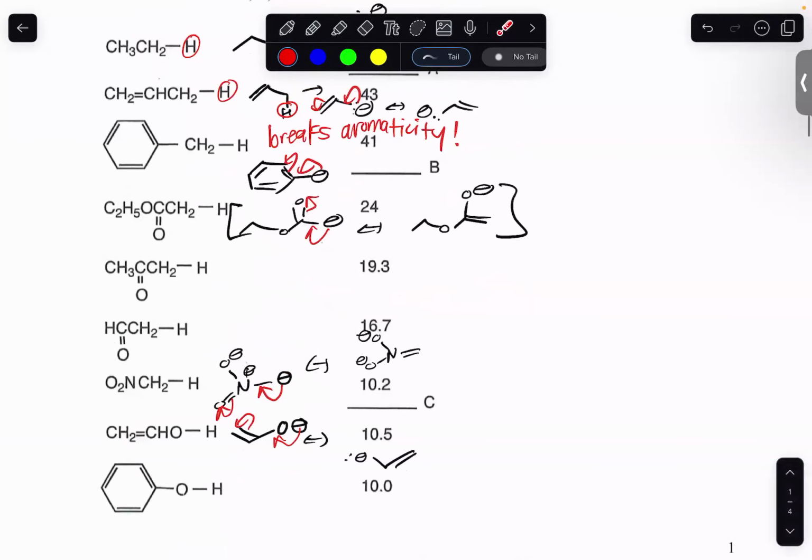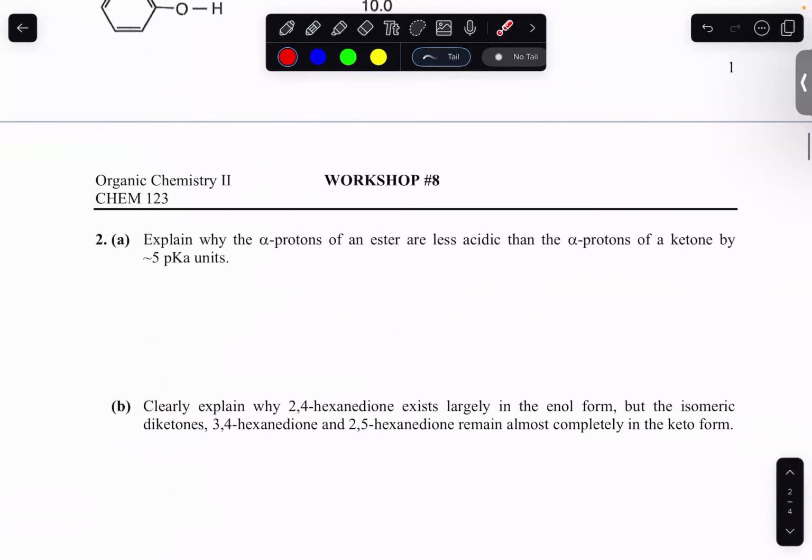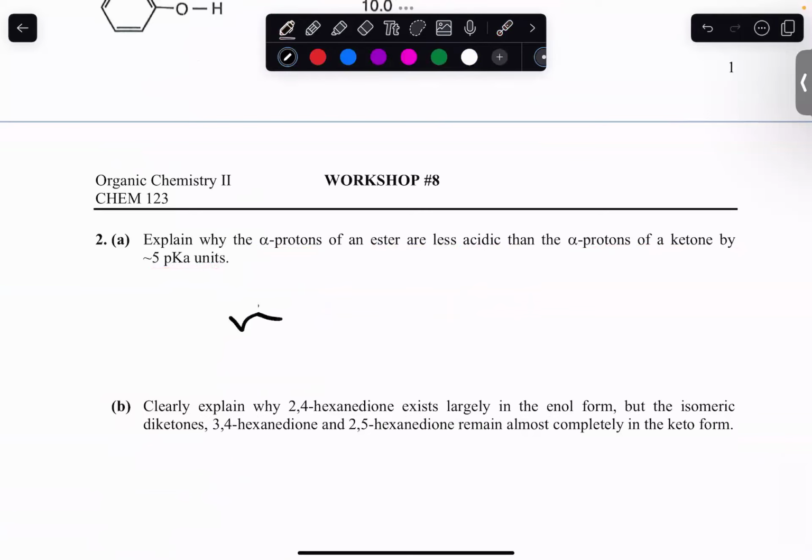Ready to move on to the next questions? Okay. Explain why the alpha protons of an ester are less acidic than alpha protons of a ketone by around 5 pKa units. So let's say they are comparing. I already did this worksheet, I just didn't get it checked yet. Isn't this basically what you explained on the previous page?